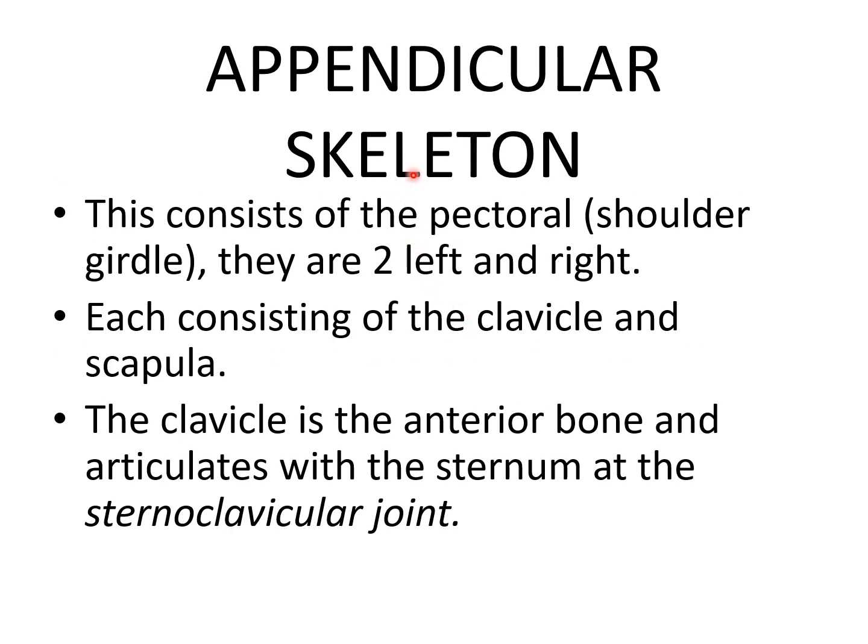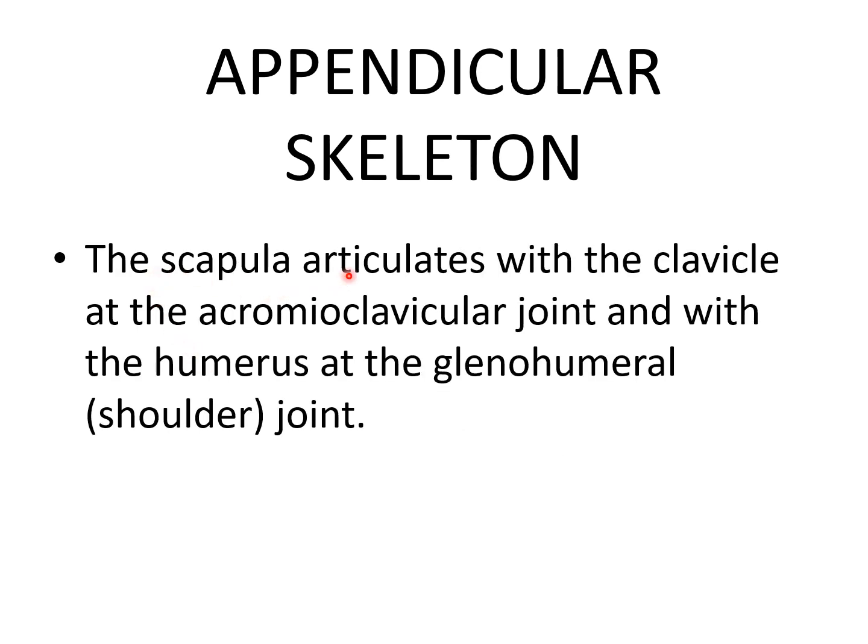This brings us to the appendicular skeleton. As we said earlier on, it consists of the pectoral or shoulder girdles, pelvic girdles, and the extremities, both upper and lower. So starting from the shoulder girdle, there are two in number, one on the left and the other on the right. Each one of them consists of a clavicle and a scapula. The clavicle is the anterior bone and articulates with the sternum at the sternoclavicular joint. The scapula articulates with the clavicle at the acromioclavicular joint and with the humerus at the glenohumeral joint.